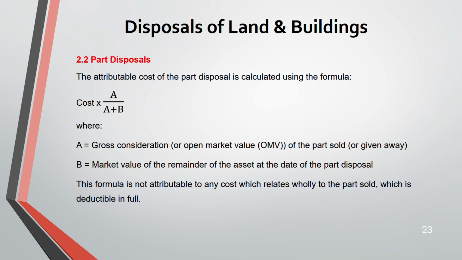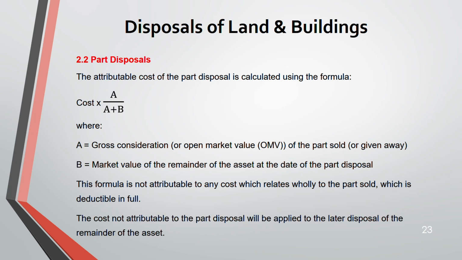So this formula is not applied to any cost which relates wholly to the part sold, which is deductible in full. What does it mean? If the cost related wholly to the part sold, remember, you don't need this fraction, because then the entire cost you can deduct from the sale proceeds. The cost not attributable to the part disposed of will be applied for the later disposal of the remainder of the asset. Remember, the cost that you are not attributing to the part disposed of now, you will use later for the disposal of the remainder of the asset.